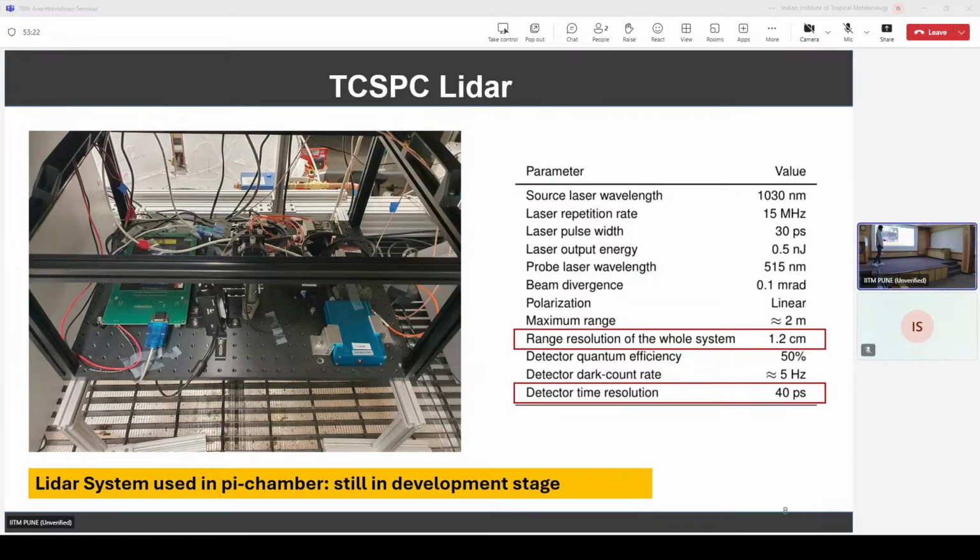So the key point is that their detection time resolution is very high, 40 picoseconds, and the laser pulse width is 30 picoseconds, a very short temporal duration compared to traditional LIDAR parameters. It leads to very high resolution, going to 1.2 centimeters in the pi chamber, but it can vary depending upon the requirement. We can configure that.